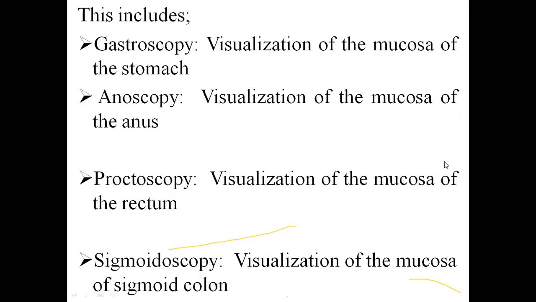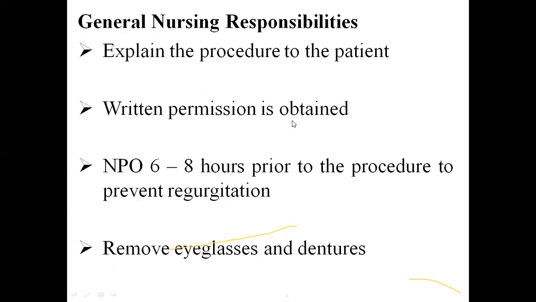Then the other one is endoscopy. You have the gastroscopy, visualization of the mucosa of the stomach; anoscopy, visualization of the mucosa of the anus; proctoscopy, visualization of the mucosa of the rectum; and sigmoidoscopy, which is that of the sigmoid colon. As for the procedure, the one you are targeting is by which the name goes.